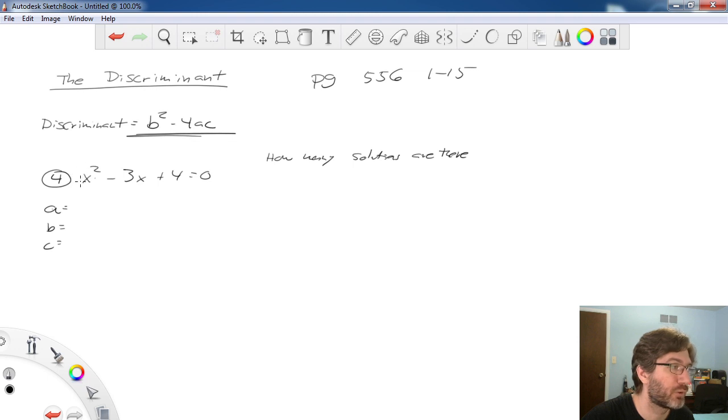A is the value in front of your x squared term. In this case, it's going to be 1. B is the value in front of your x term. In this case, it'll be negative 3. And C would be the 4, which is the constant. And then just plug it into here.